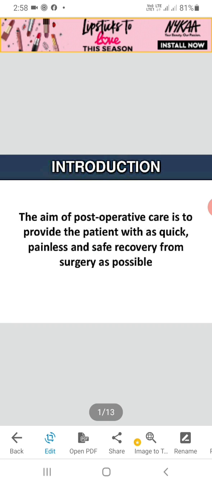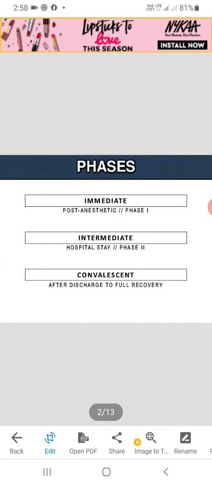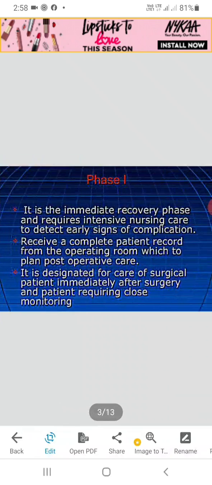The aim of post-operative care is to provide the patient with a quick, painless and safe recovery from the surgery as possible. There are mainly phases: immediate, intermediate and convalescent. Immediate means post anesthetic, that is phase 1, where we give care immediately. The immediate recovery phase requires intensive nursing care to detect early signs of complication.